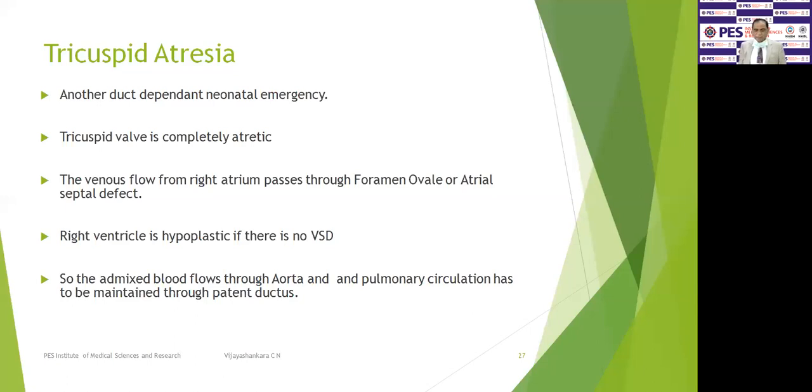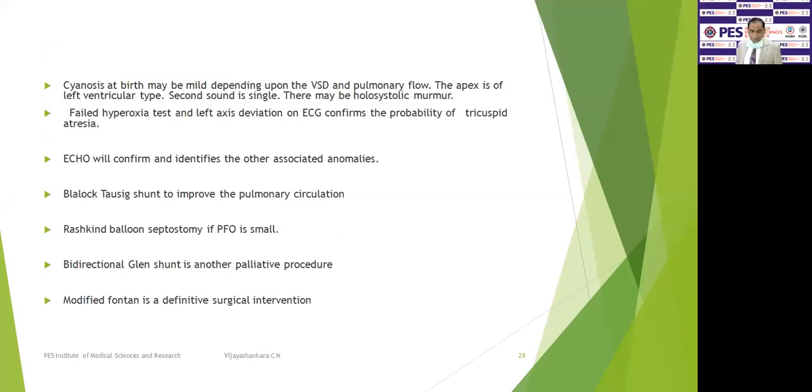The venous blood flow from the right atrium passes through the foramen ovale or atrial septal defect. The right ventricle is hypoplastic if there is no VSD. So the admixed blood flows through the aorta, and pulmonary circulation has to be maintained through a patent ductus. Cyanosis at birth may be mild depending upon the VSD and the pulmonary flow. The apex is of left ventricular type.